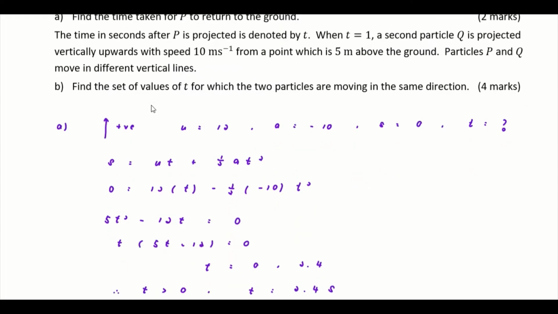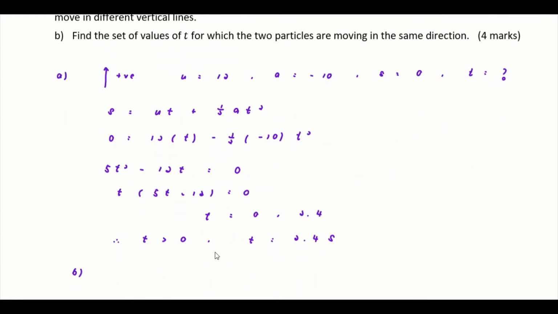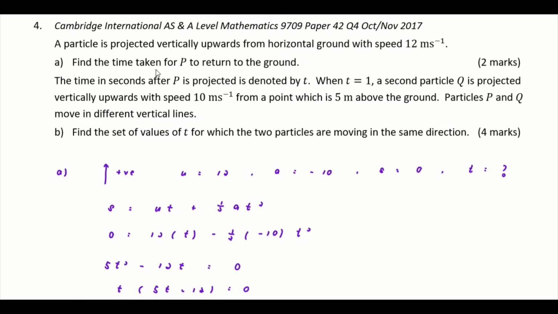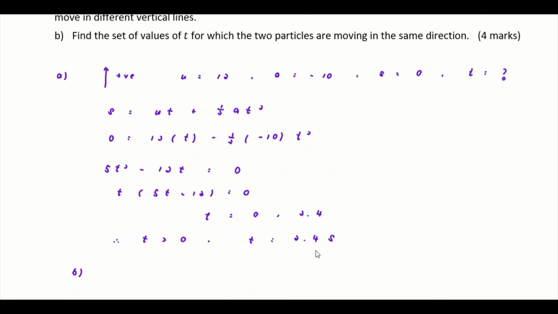Okay, so you can see that for A, the time taken for P to return to the ground is 2.4. So can you try to imagine what happened here: you have an object, you throw it up, and after that it moves down. So the whole process takes 2.4 seconds. Do you able to find the time when the particle is here? That's the critical time where you know that it's going up and down.